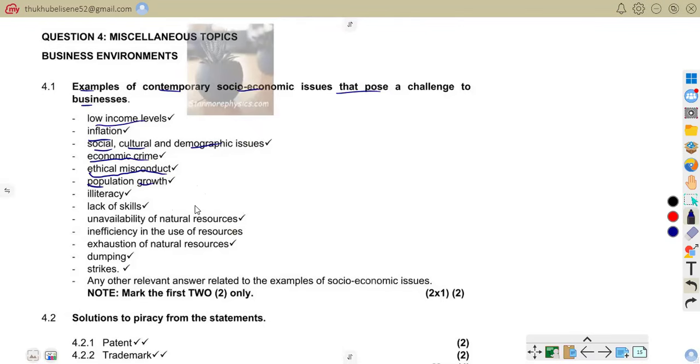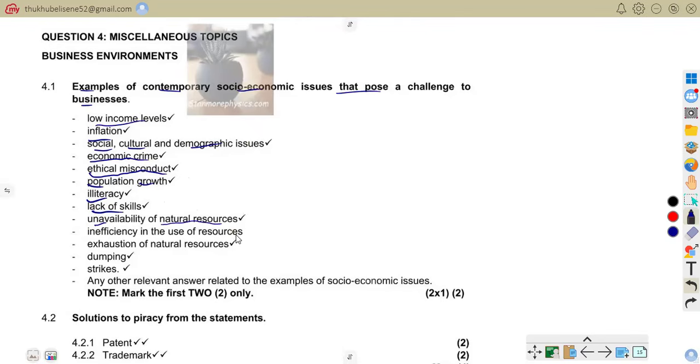Population growth is the increase in the number of people in a country, which affects demand for goods and services. Illiteracy means that people cannot read or write, which reduces the chances of employment. Lack of skills occurs when workers do not have the required knowledge or training to perform certain jobs.